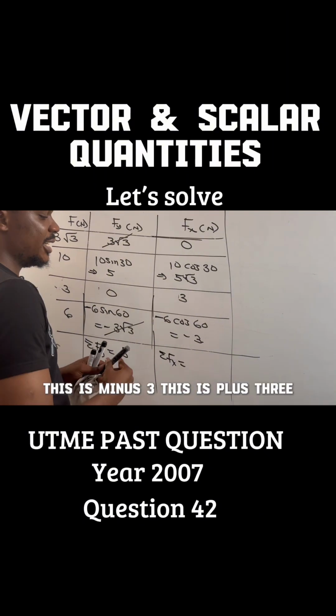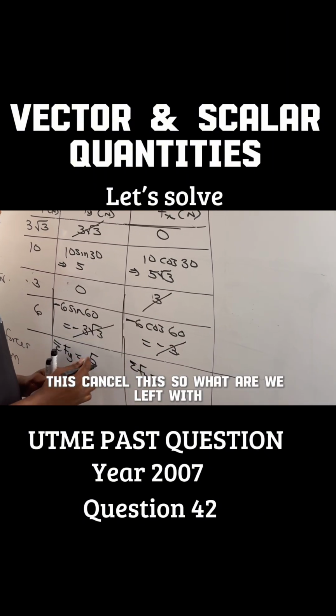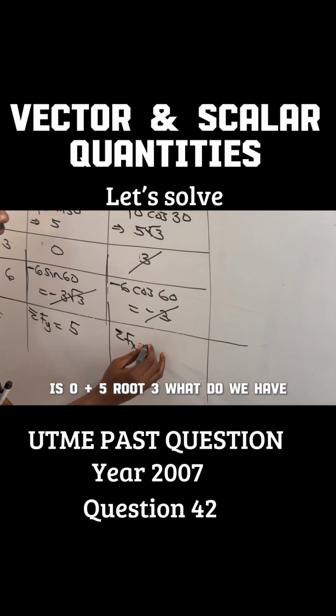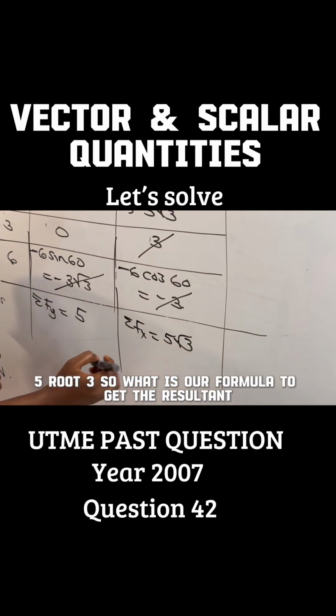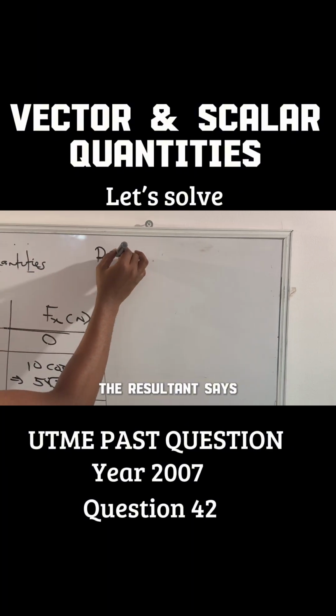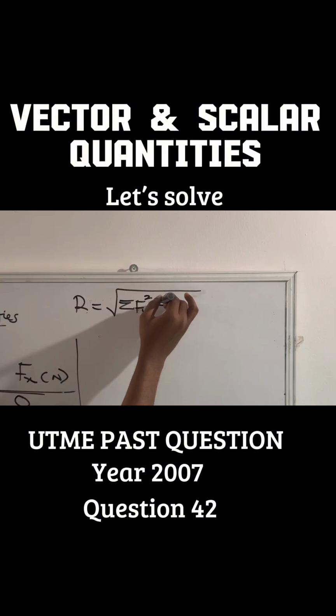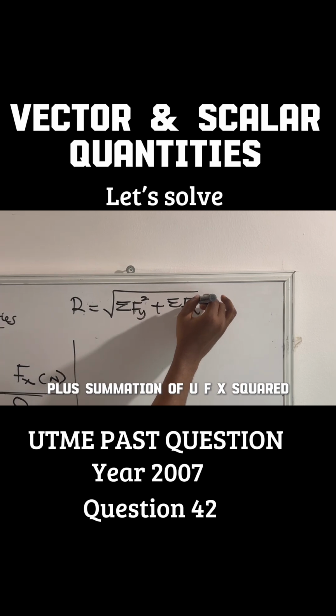If we come here again, this is minus 3, this is plus 3. This cancels this. So what are we left with? 0 plus 5 root 3. What will we have? 5 root 3. So what is our formula to get the resultant? The resultant is the square root of summation of Fy squared plus summation of Fx squared.